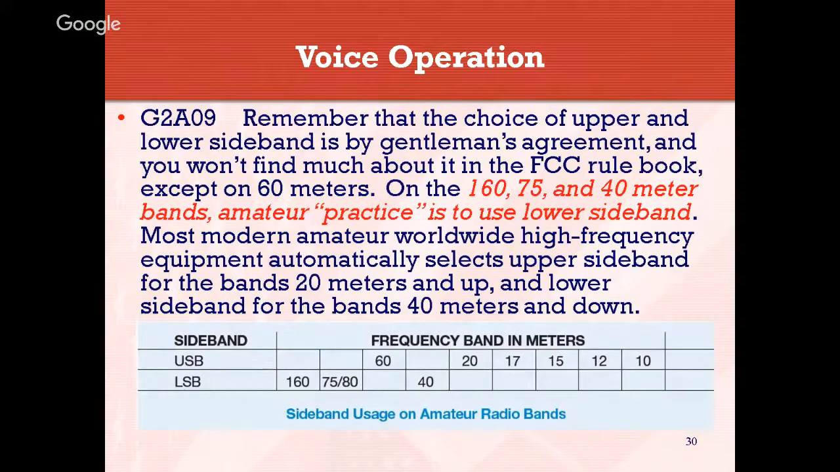All right. Remember that the choice of upper and lower sideband is by gentleman's agreement, and you won't find much about it in the FCC rule book except on 60 meters. On the 160, 75, and 40 meter bands, amateur practice is to use lower sideband. Remember that as the answer on that question. Most modern amateur worldwide high-frequency equipment automatically selects upper sideband for those bands 20 meters and up, and lower sideband for the bands 40 meters and down. So there you go. That little chart down there, make a copy of it. Pin it on the shelf above your operating station.